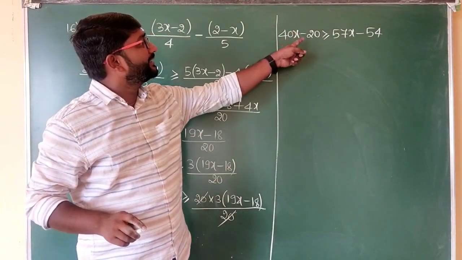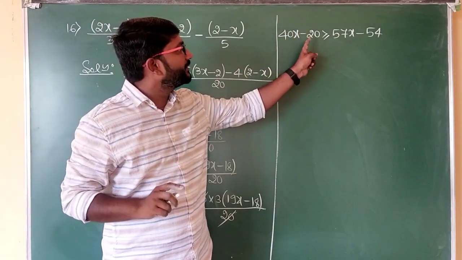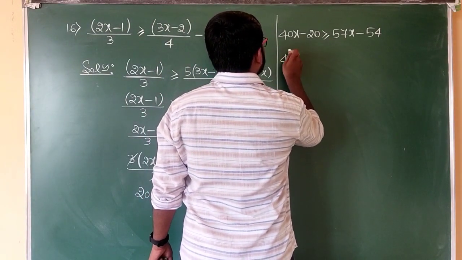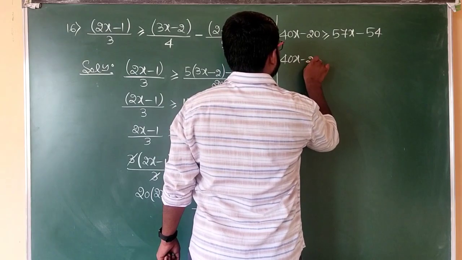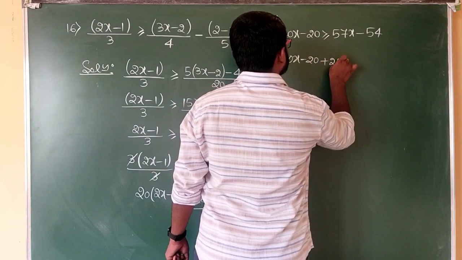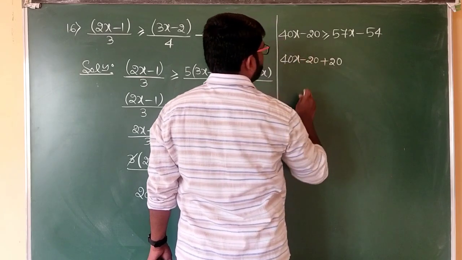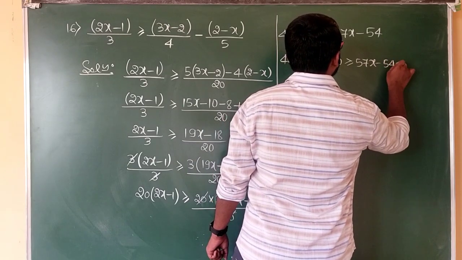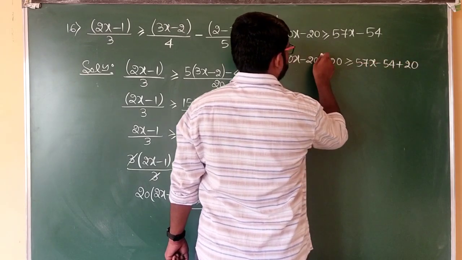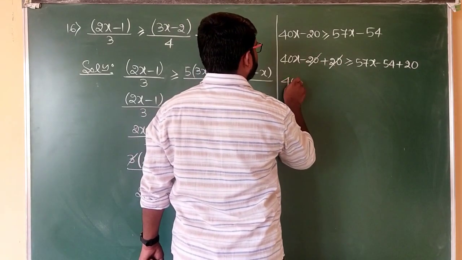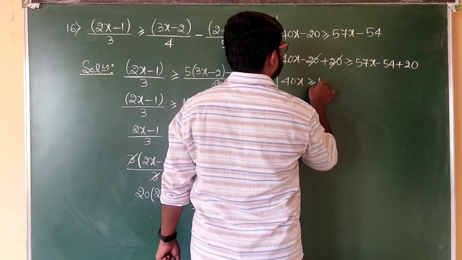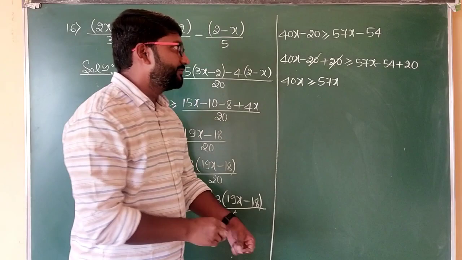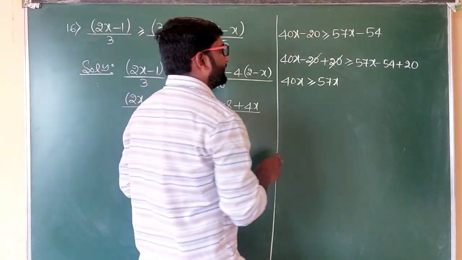Now we have to eliminate −20 on the left-hand side, so we have to add 20 to both sides. So 40x − 20 + 20 greater than or equal to 57x − 54 + 20. So −20 plus 20 get cancelled. We have 40x greater than or equal to 57x, and then −54 plus 20 is −34.